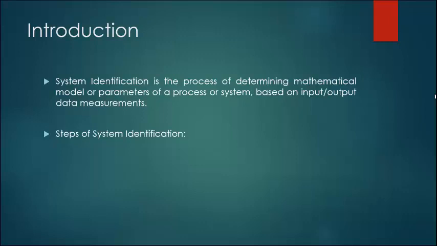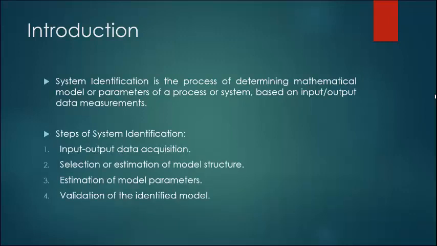There are several steps we take in order to identify a mathematical model using system identification. The first step is to do input-output data acquisition. The second step is to select or estimate the model structure. The third one is to estimate the model parameters, and the fourth one is the validation of the identified model.